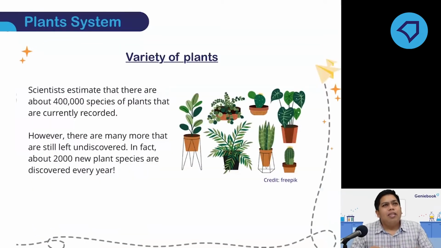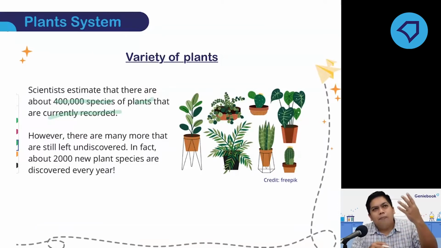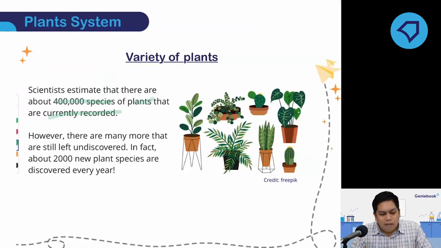So as I've mentioned just now, there are so many species of plants in the world, and currently scientists estimate that there are about 400,000 species of plants that are currently recorded. Currently recorded means scientists from all over the world have written down, observed, and taken pictures of all these species of plants that they have discovered.